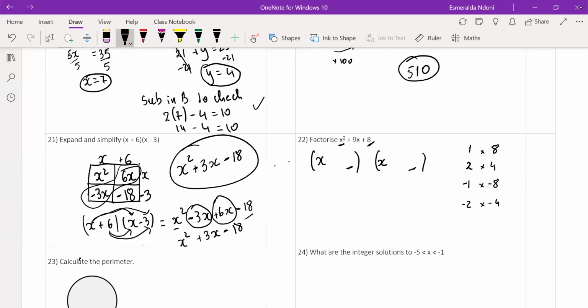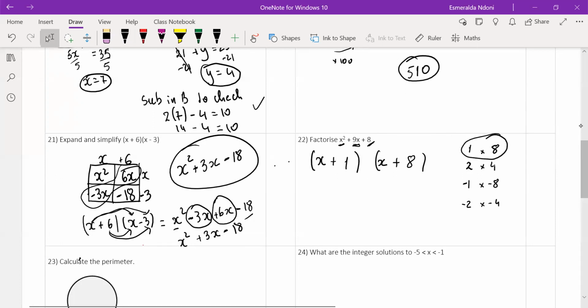However, what we need to remember is that when I add these two numbers together, I get 9. Because if you look at question 21, when you collected the like terms, you added them together. So I know that this is the pair that I need to put in my brackets for it to work. Because when I add 1 and 8, I get 9. But when I multiply 1 and 8, I get 8.